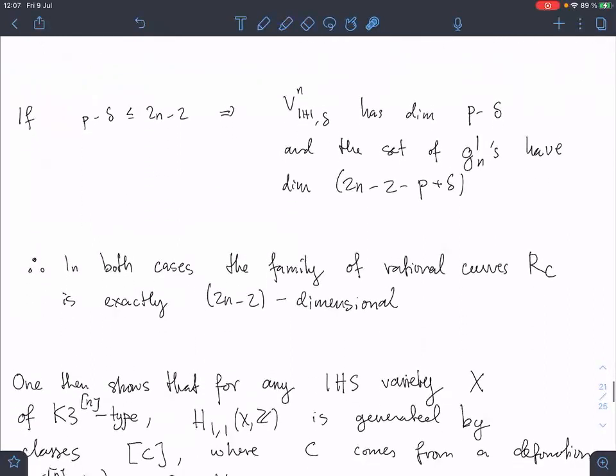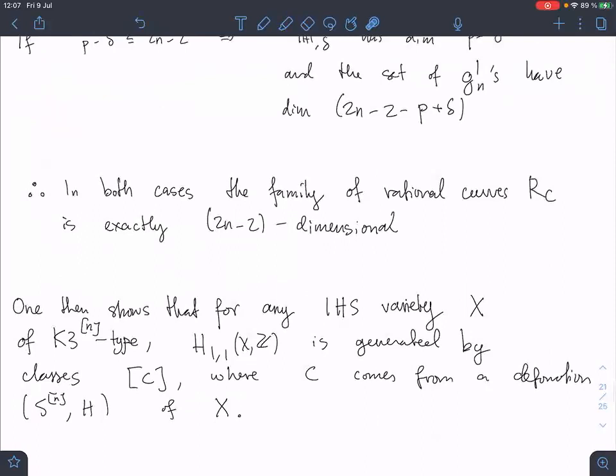Okay. And then finally we have to show that for any irreducible symplectic variety of K3 n type, we have enough of these Hilbert schemes so that we can generate any class from rational curves obtained by this construction.